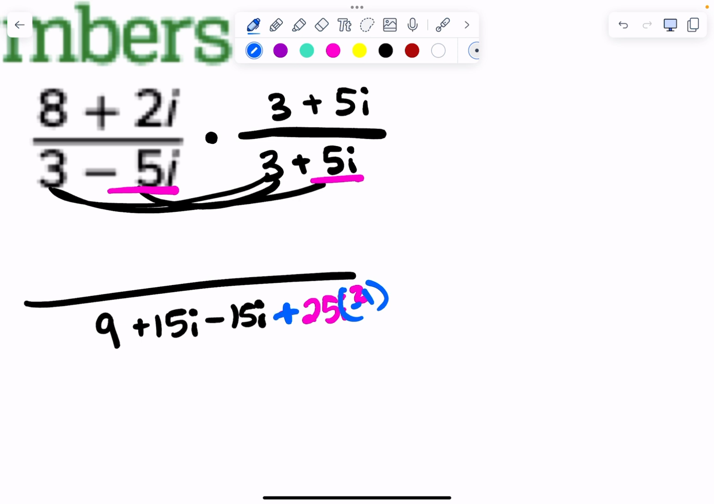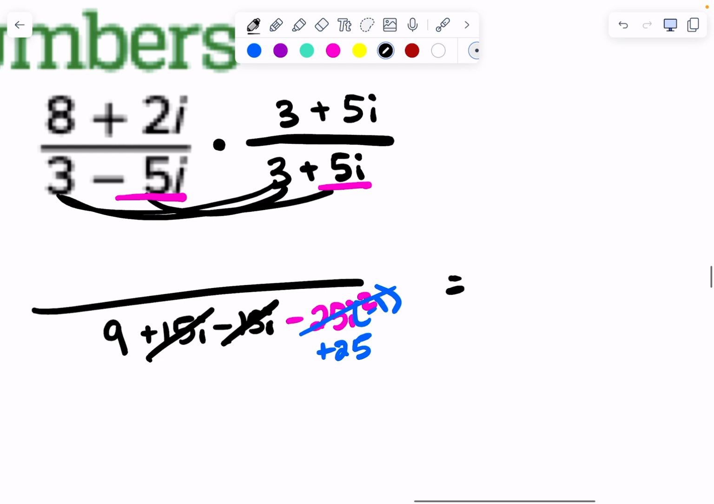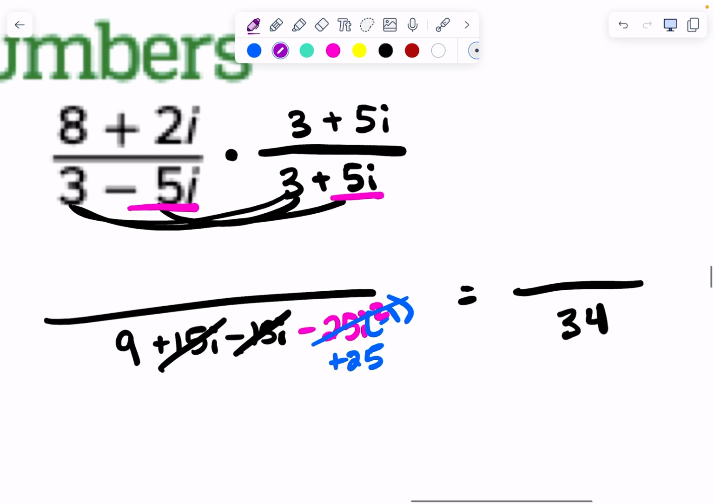Got it? Let me write that out better. Negative 1, so this cancels out to be plus 25. Maybe that's more helpful. Okay? All right, so the bottom parts cancel out, these two, and so my bottom is 34, is my whole bottom. Okay, now let's do the tops. The tops are not going to cancel because they're not conjugates.